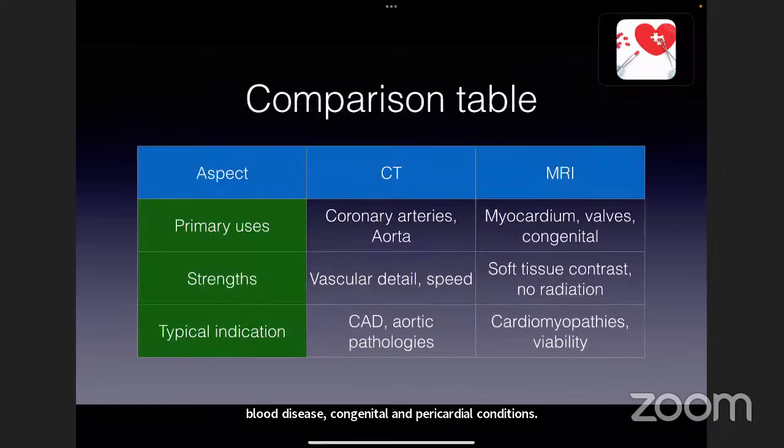The comparison table between CT and MRI. Primary uses: CT for coronary arteries and aorta, MRI for myocardium, valves, and congenital. Strength: vascular detail and speed. MRI: soft tissue contrast and no radiation. Typical indications: coronary artery disease and aortic pathology for CT, and cardiomyopathy and viability for MRI.